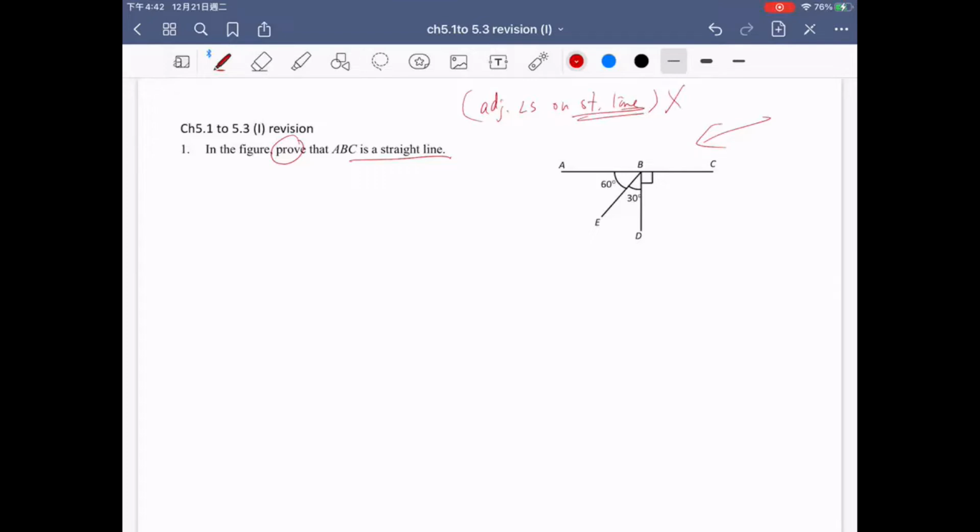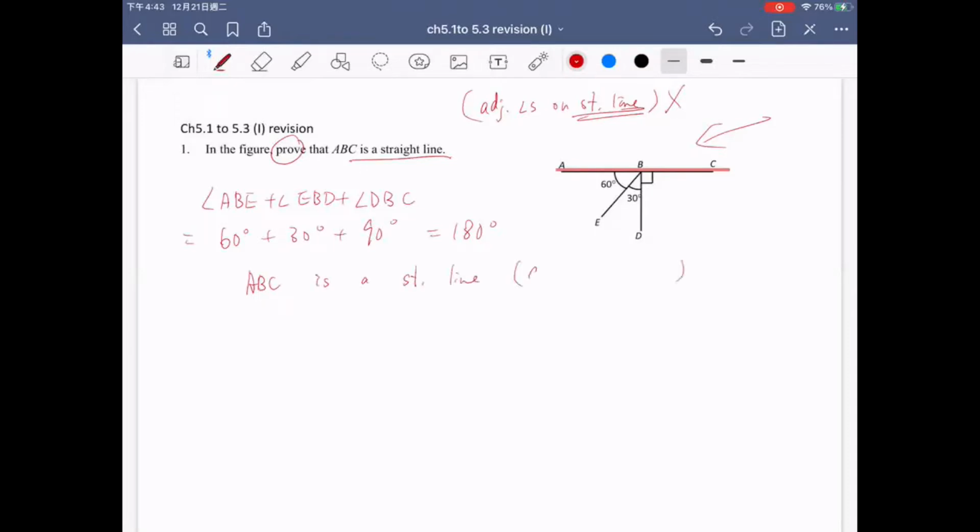You want to prove it is a straight angle, you cannot use the reason that it is already a straight angle, right? Okay, but this time it's easy, right? Because you can see it is a straight angle, but we have to show the evidence. So we just calculate angle ABE plus angle EBD plus angle DBC, which is 60 degrees plus 30 degrees plus 90 degrees, and it is 180. So we can say ABC is a straight angle.